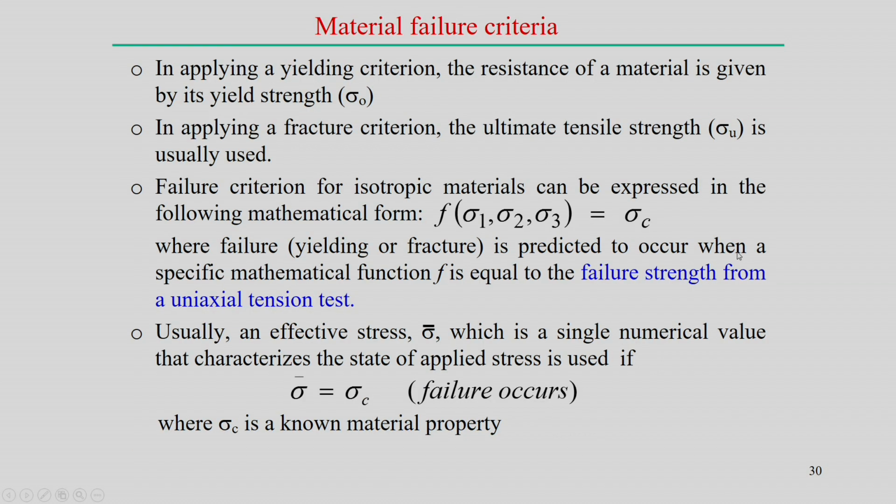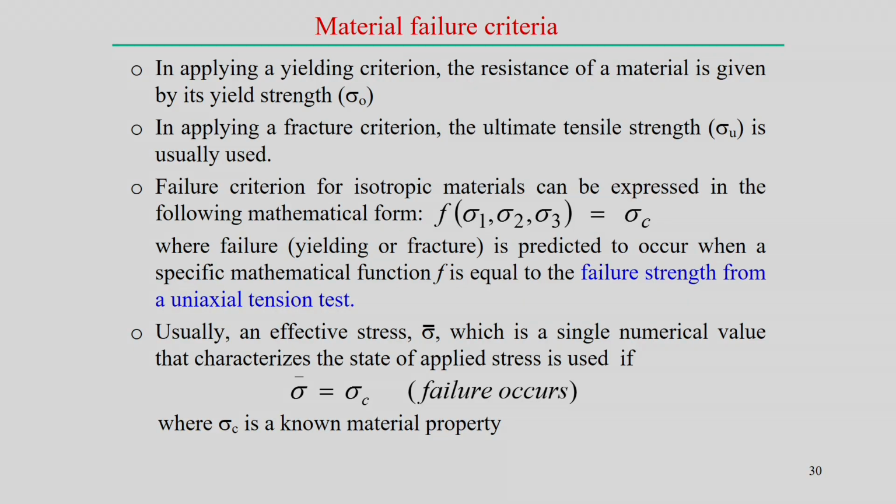Now, why are we interested in knowing the yield point? Because when we apply the yielding condition, the resistance of a material is given by the yield strength. We need to find the yielding criteria, where yielding means the start of the plastic deformation zone. Therefore, it is important to know at which point the elastic deformation ends and plastic deformation starts.